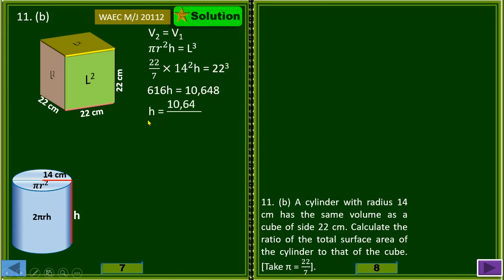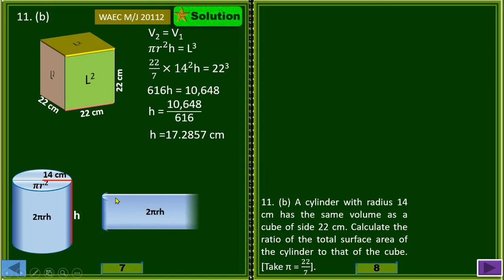Then we make h the subject, dividing both sides by 616. So we're going to have this. Then using a calculator, we find that the value of h will be 17.2857 centimeters. That's the height of that cylinder. The next step now is to calculate the surface area. Now the animation clearly shows us how to do that.